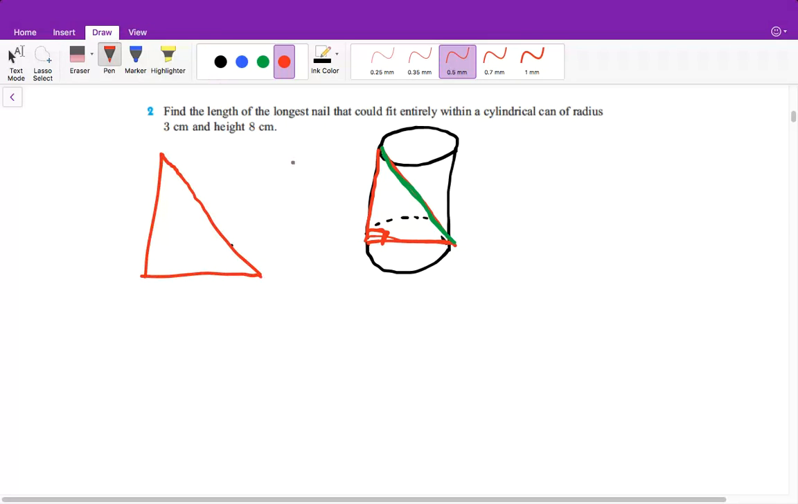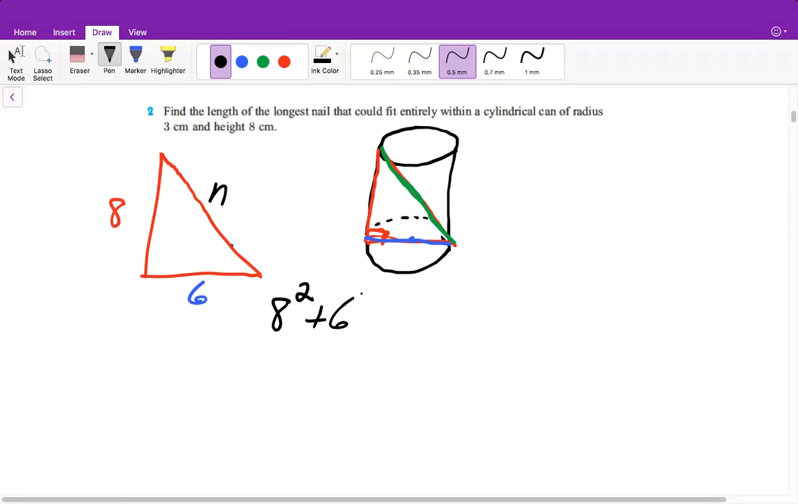in which we have a height of 8. It says it has a radius of 3, so this bottom line would be twice our radius, because we have a radius of 3 here and a radius of 3 here. So this bottom leg represents our diameter, which is 6. To find the length of the nail, that would be our hypotenuse. So now we can fill it in.